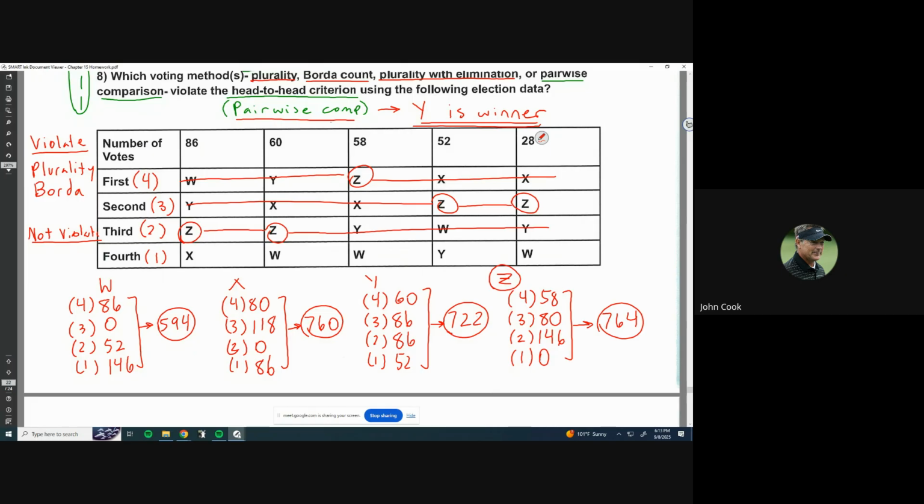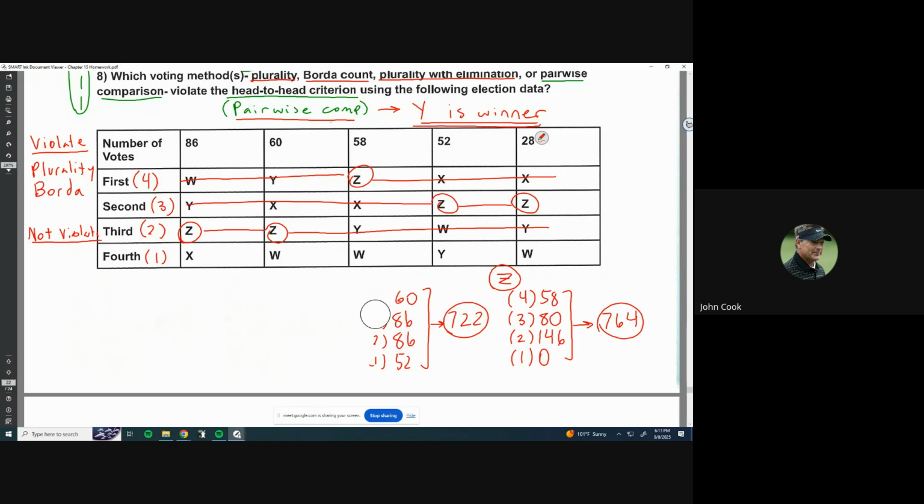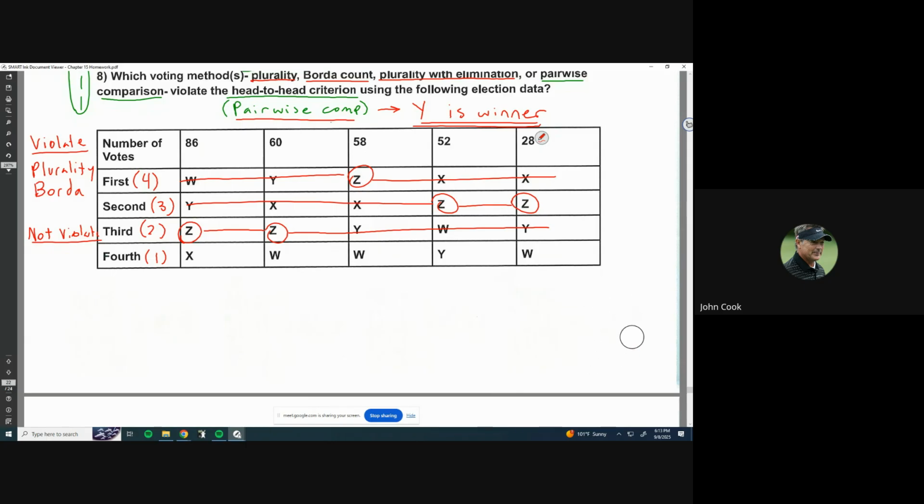And then the last one that we need to do is the plurality with elimination. So remember that this one, you need to attain that majority vote. All right, so this sometimes takes a little bit of time with 4. We could have to do multiple rounds of elimination. So let's see what happens.